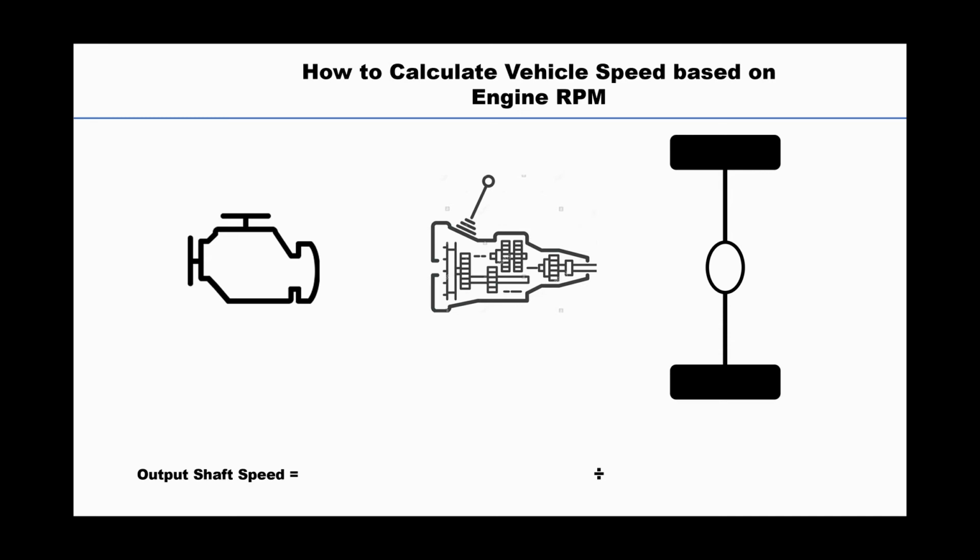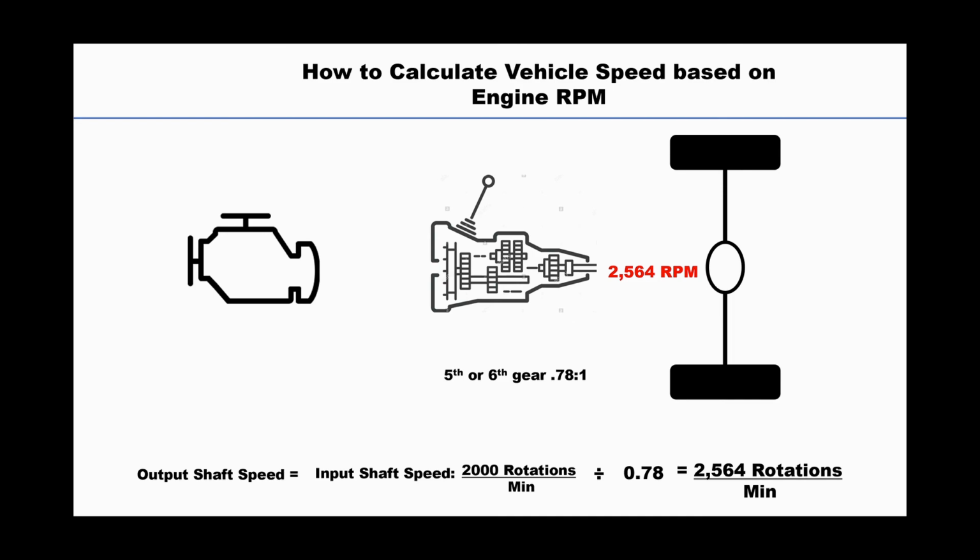So what if you wanted to use a different gear? I'll show you how to do that. We'll take our original 2,000 RPM input shaft speed, and we'll divide that by our 5th or 6th gear, or whatever gear you want to use. Just make sure that you have the proper gear ratio. In this example, we'll use 0.78. So we'll take 2,000 rotations per minute divided by 0.78, and that gives us an answer of 2,564 rotations per minute. And we can take that calculation and finish out the rest of the formula to determine our vehicle speed.